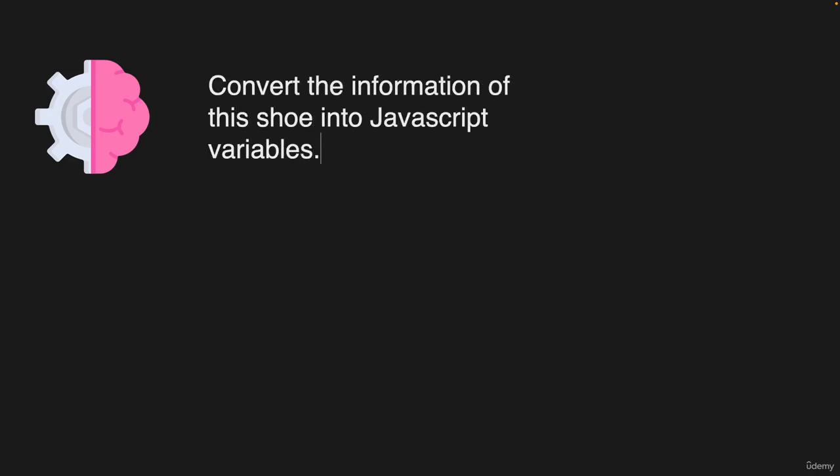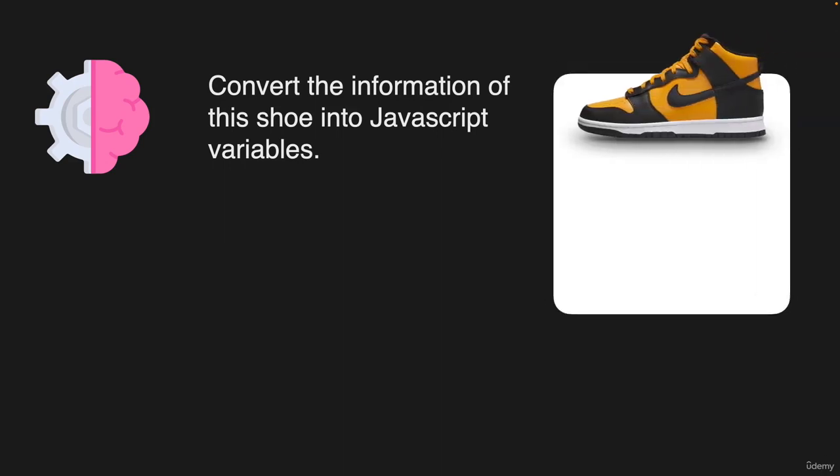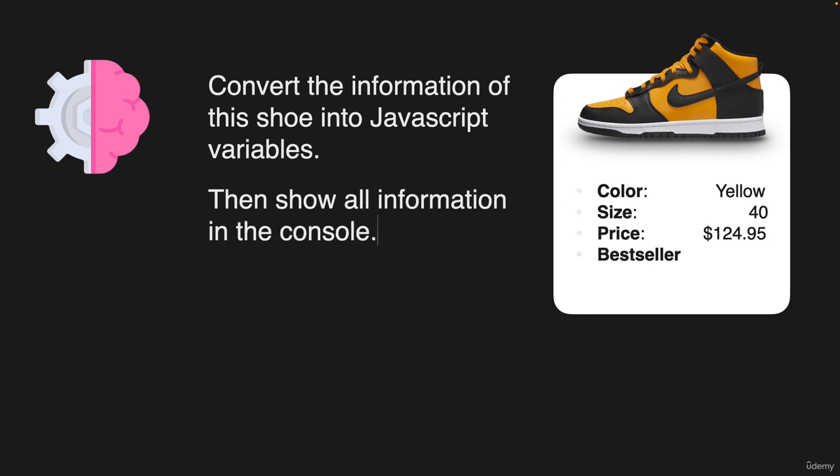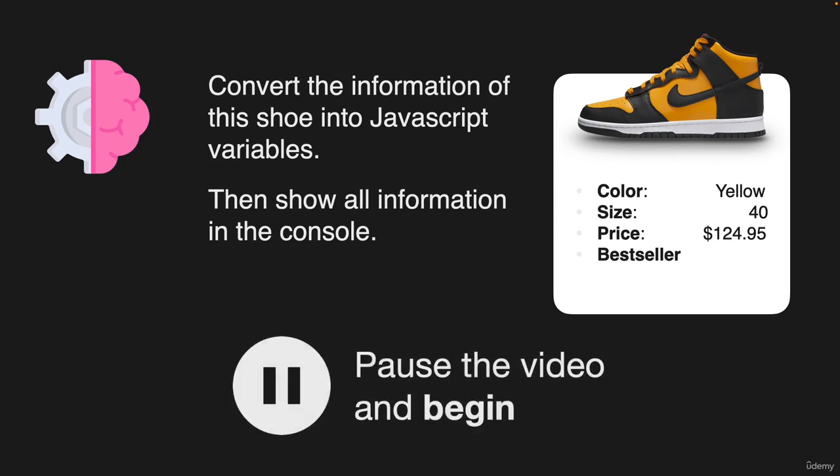So let's practice what we have learned till now. The objective of this practice is to convert the information of this shoe into JavaScript variables. And here is the shoe, and here is the information about this shoe. So the color is yellow. The size is 40. The price is $124.95. And this shoe is bestseller. So you need to understand the type of each of these variables. And finally, when you created them, then show all the information in the console as well. So if you're ready, pause the video and begin this challenge.